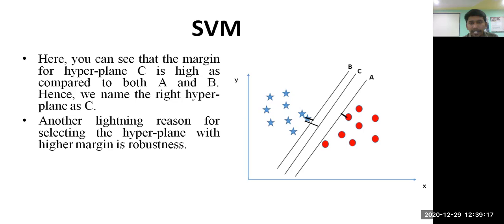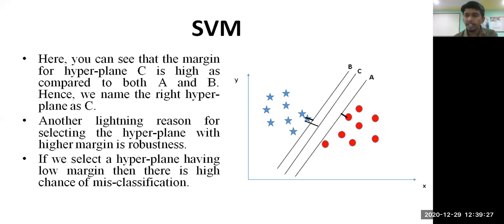Another reason for selecting the hyperplane with higher margin is robustness. If you select C as the better hyperplane, your algorithm will be robust. If you select A or B as your hyperplane, it may lead to some misclassification. If the next data point is nearer to B, then it may lead to misclassification. That's the reason we are selecting C as the better hyperplane.